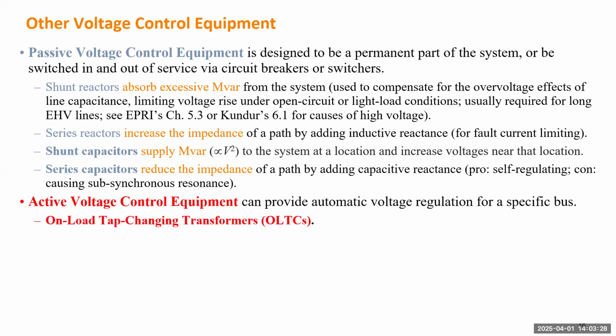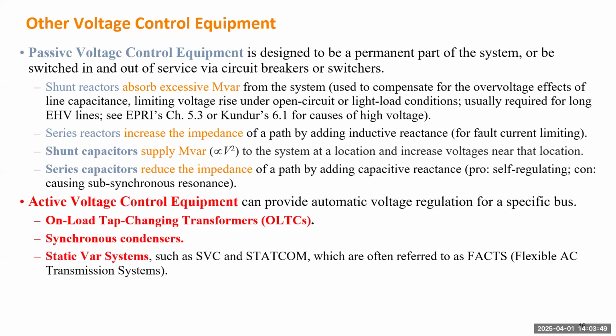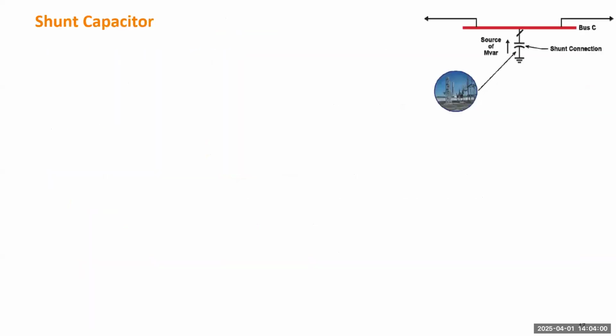The second category is active. By active, I mean you can include such equipment in an automatic control system. One example is an on-load tap changing transformer. You can automatically adjust the tap location to regulate the secondary voltage of the transformer. Similarly, synchronous condensers and static VAR systems such as SVC or STATCOM are usually considered types of FACTS, flexible AC transmission systems.